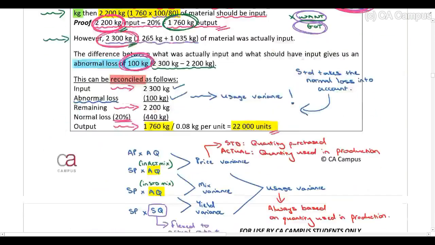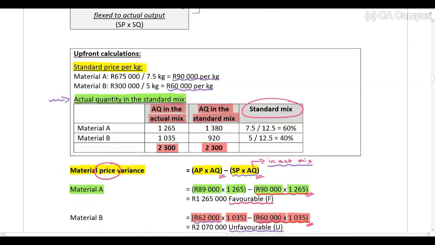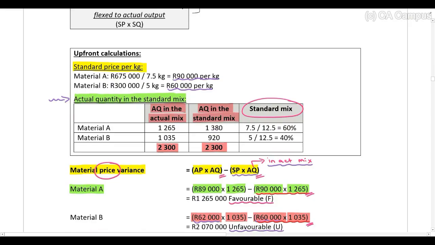So using that information, we calculate the standard mix as a percentage. So that means 60% of all material that is input should be material A, and 40% of all material that is input should be material B. That is what the standard says, all right? So now we just take this actual quantity and we put it into that standard mix. We multiply by 60% and we multiply by 40%. So that's the only other calculation you need to do. You take the total actual quantity and you put it into the standard mix.